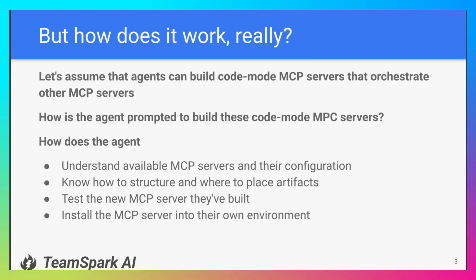The agents need to know how to structure and where to place these artifacts and just sort of the general strategy to build them. They need some kind of testing tools to validate that these things actually work. And I've seen them struggle with that. And then finally, they need a way to install the MCP server into their own environment and actually run it. So even if the agents can build these tools, which I'm sure they can, how do those tools then magically show up in the agent environment so they can run it?